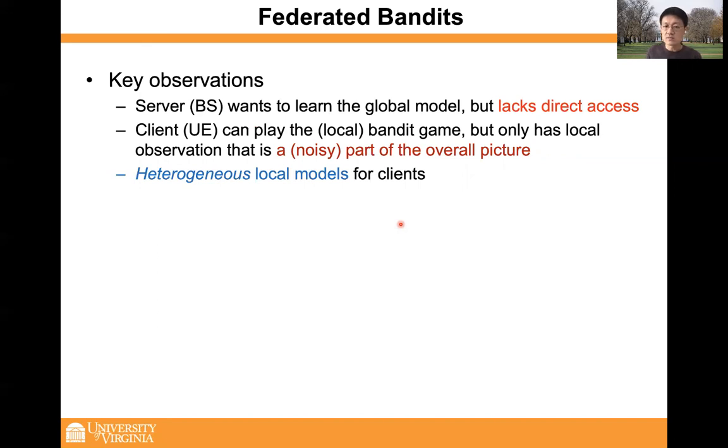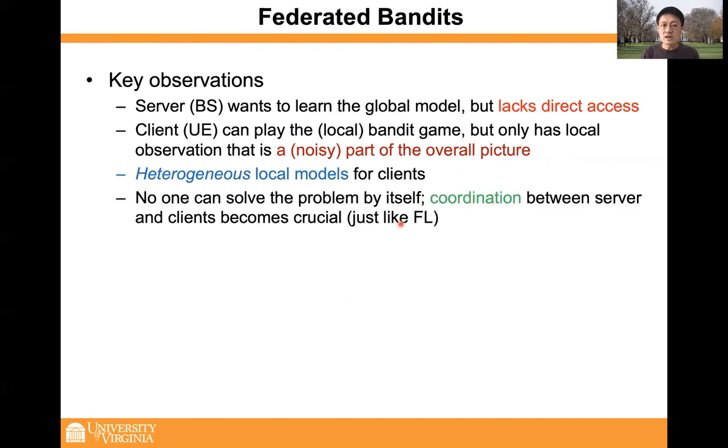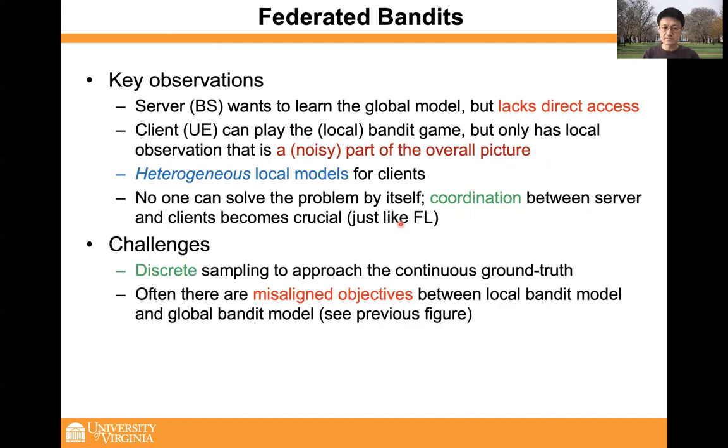In addition, the local models for different clients are generally heterogeneous. So if the clients are at different locations, they will generally see a different distribution of the channel availability. So neither the base station nor the client, the UE, can solve the problem by itself. And we will need coordination between the base station and the UE. If you look at this list of observations, it is very much like federated learning. This is why we call this federated bandits.